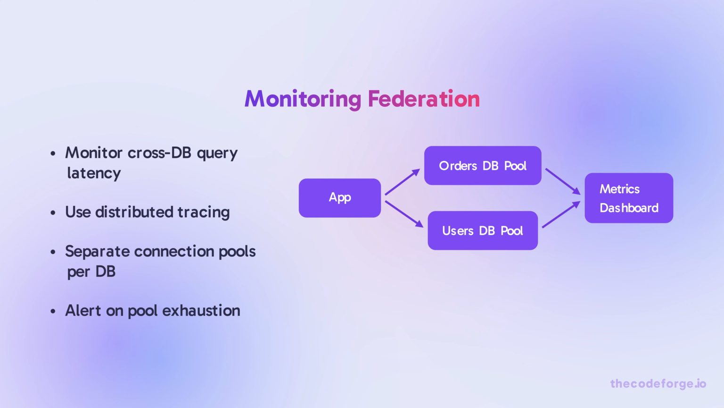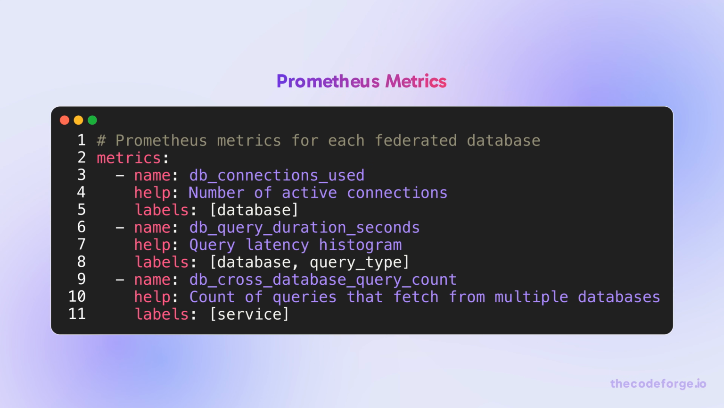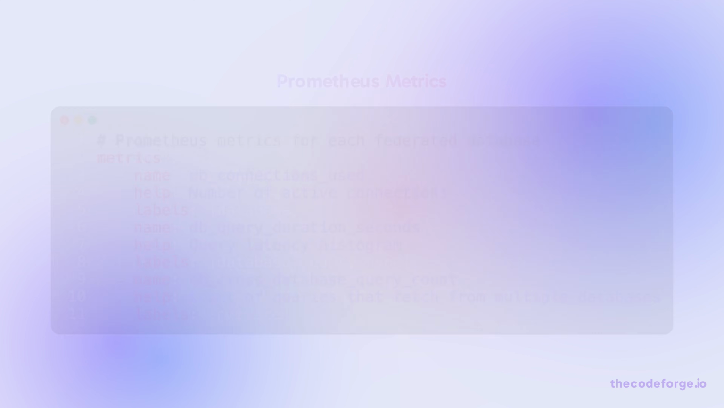Federation multiplies your monitoring surface. Each database needs its own connection pool. Monitor cross-database query latency and set up alerts for pool exhaustion. Use distributed tracing to see where time is spent. Export metrics like connection usage and query latency per database. This helps you detect issues before they become critical.